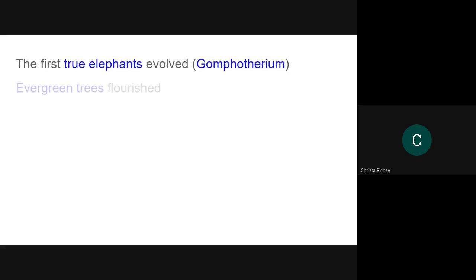All right, true elephants. I'm not even going to try to pronounce it. They started evolving at the end of the Paleogene. You had evergreen trees everywhere.